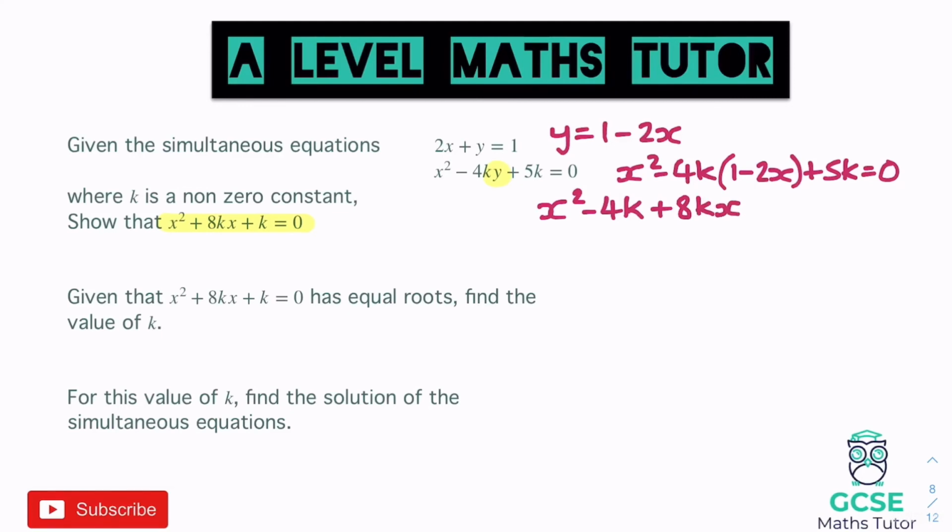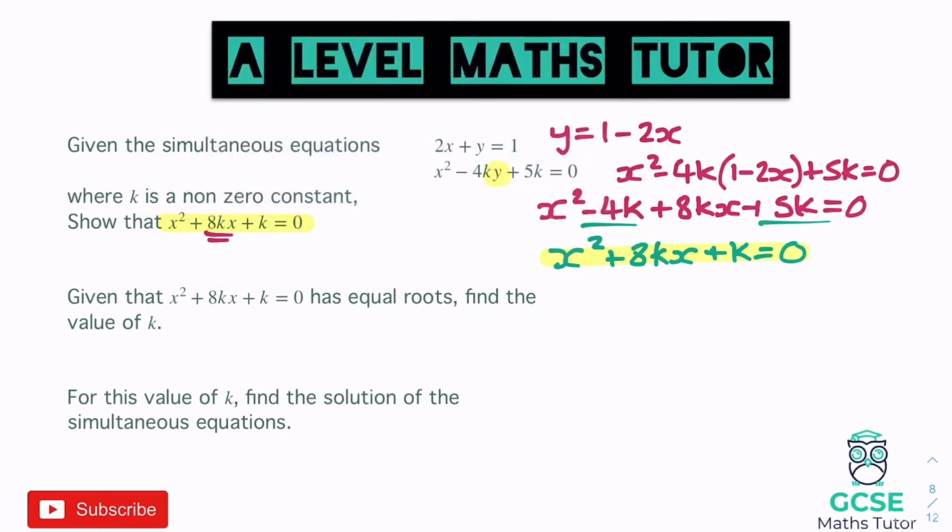And we're actually looking at the question over here. Look, we've got that 8kx just there as well. Plus the 5k, and that equals 0. Now having a look, what have we actually got there that we can tidy up? We've got the minus 4k and the 5k, and they're the only ones we can tidy up. So if we do that, we've got x squared plus the 8kx, and then 5k take away 4k is 1k, so plus k equals 0. And there we go, that matches what we're looking for, x squared plus 8kx plus k equals 0, and there's our final answer for that part.